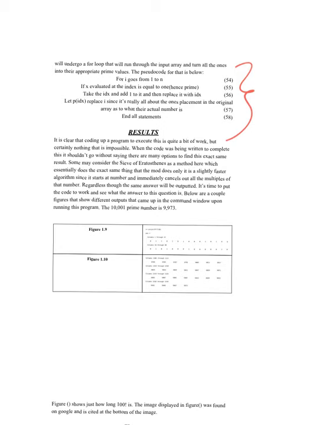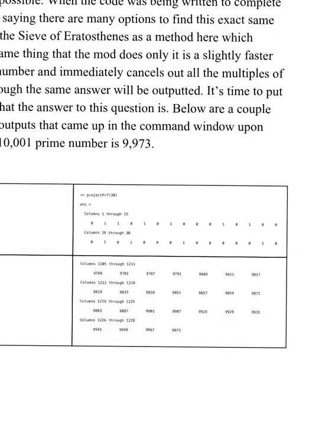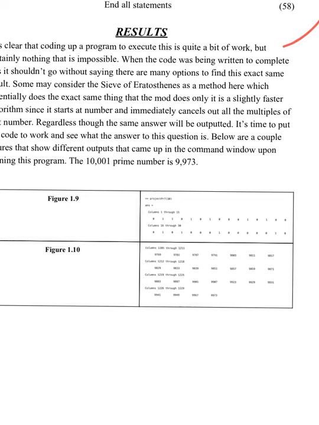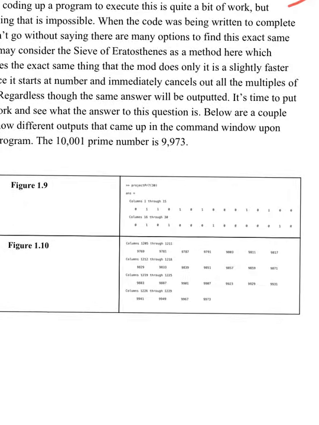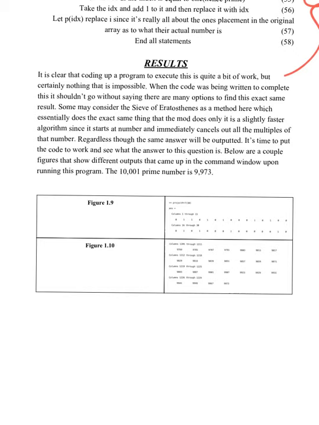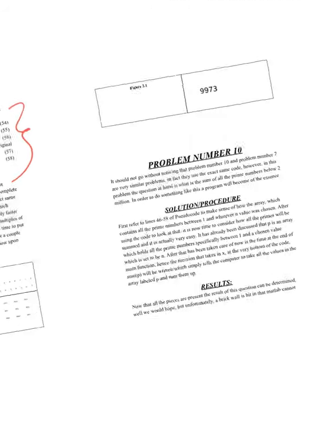And so down here in figure 1.9, you see that I have put in that array of zeros and ones. And then in figure 1.10, you'll see that I've then run it through my second piece of code so that it's then spit out the actual values right towards the end there. And so we see that 9,973 is indeed the 10,001st prime number, which is displayed over here.